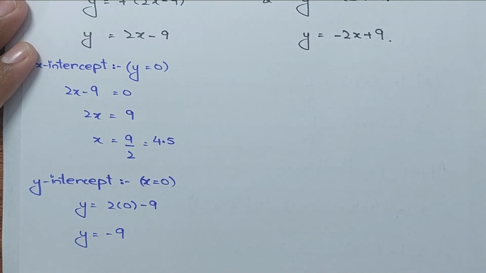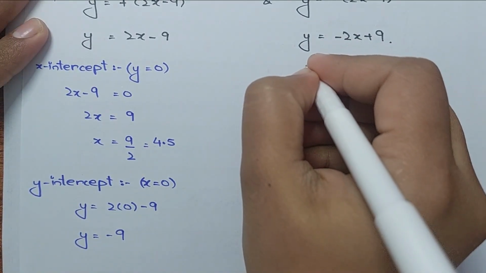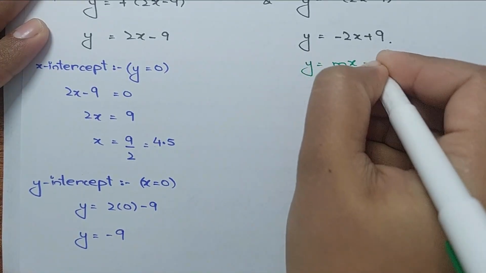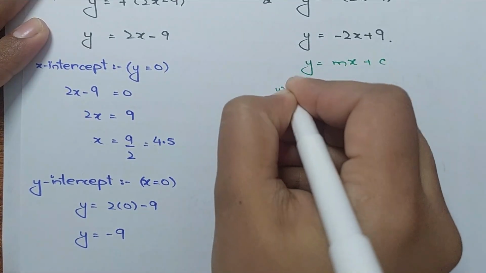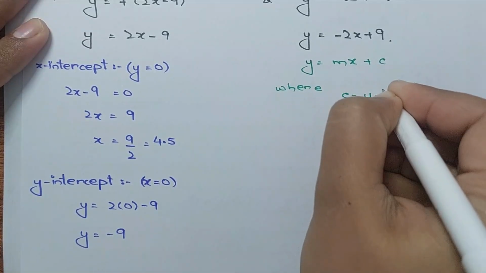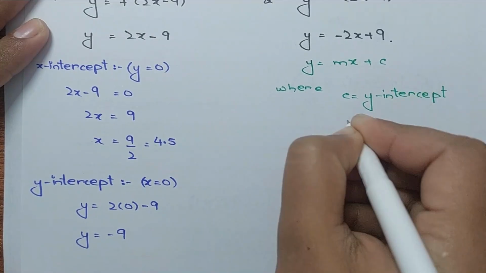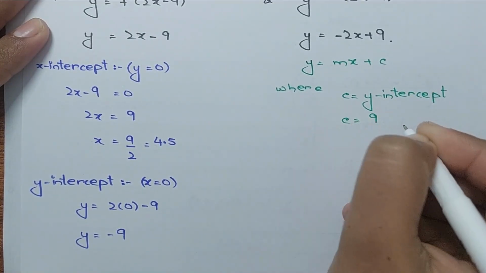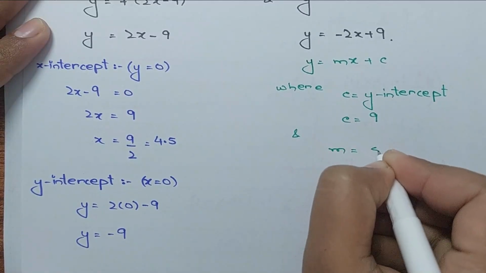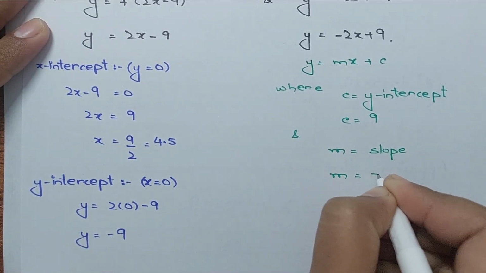Okay, now for the second function, I will use another method, the slope and intercept method, y equals mx plus c, right? Where c is the y-intercept. So here the c value is 9, so 9 is the y-intercept. And we can say m is the slope. So the m value is negative 2.